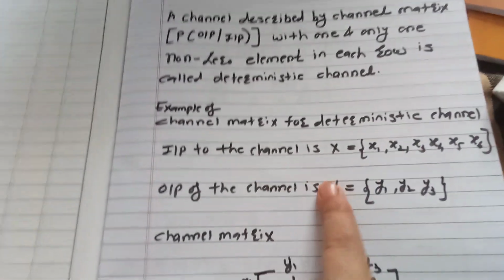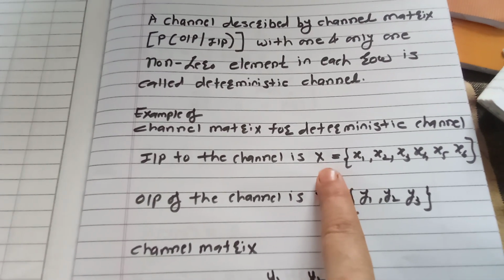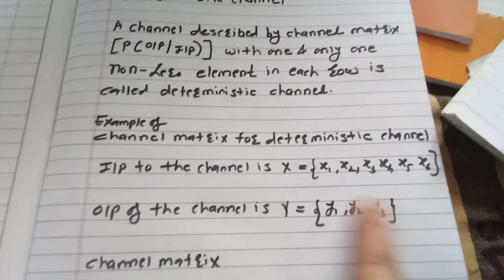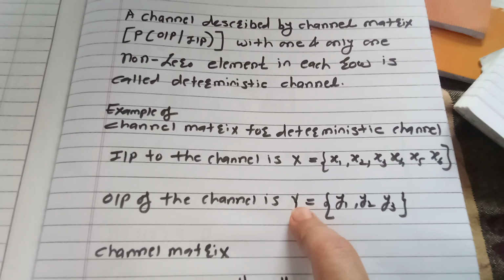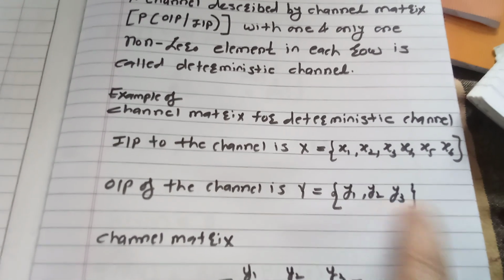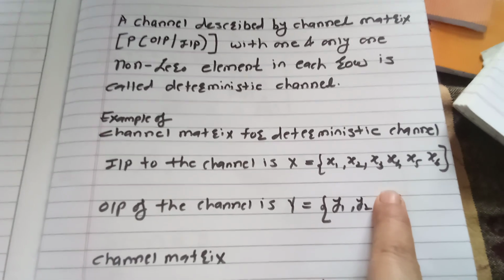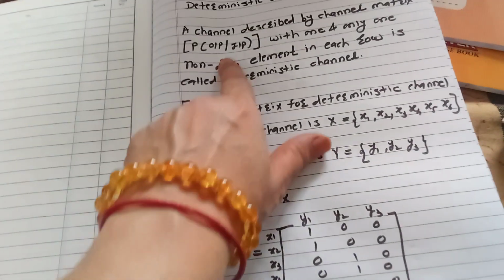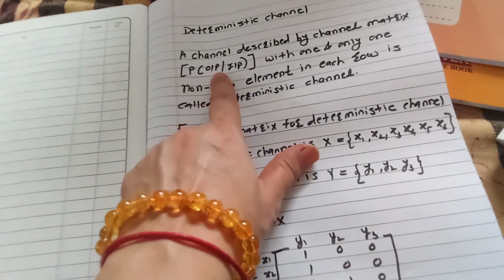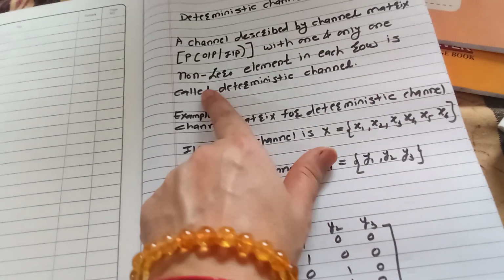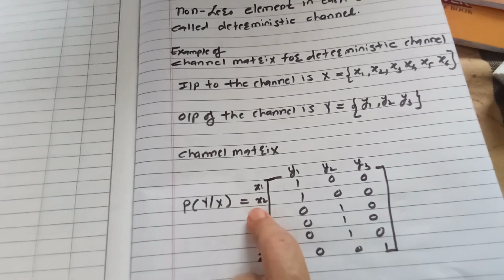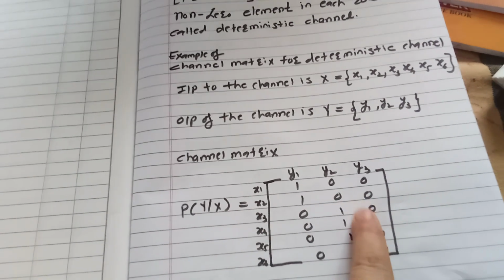Let us consider the input to the channel is a symbol capital X with the inputs x1 to x6, and the output of the channel is an alphabet or symbol Y with the outputs y1, y2, y3. That means this set contains three elements and this set contains six elements. So what is the channel matrix? Channel matrix is the probability of output given input. In this channel matrix, that is probability y given x, there is only one non-zero element in each row.